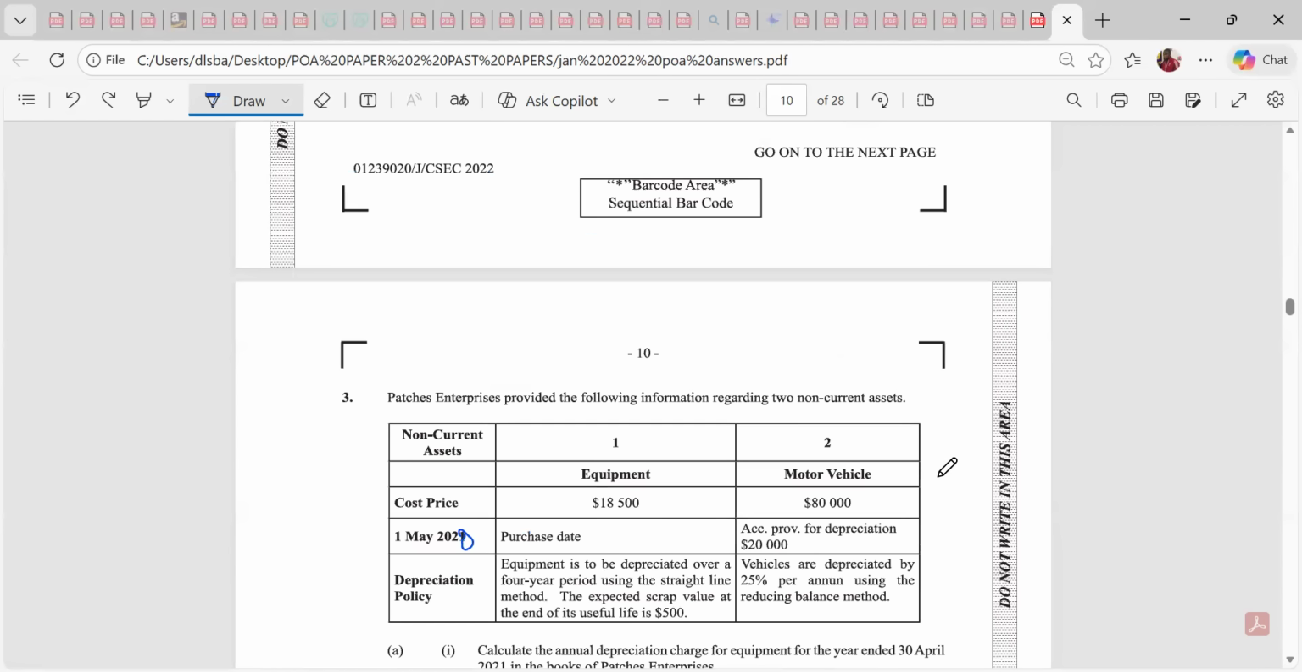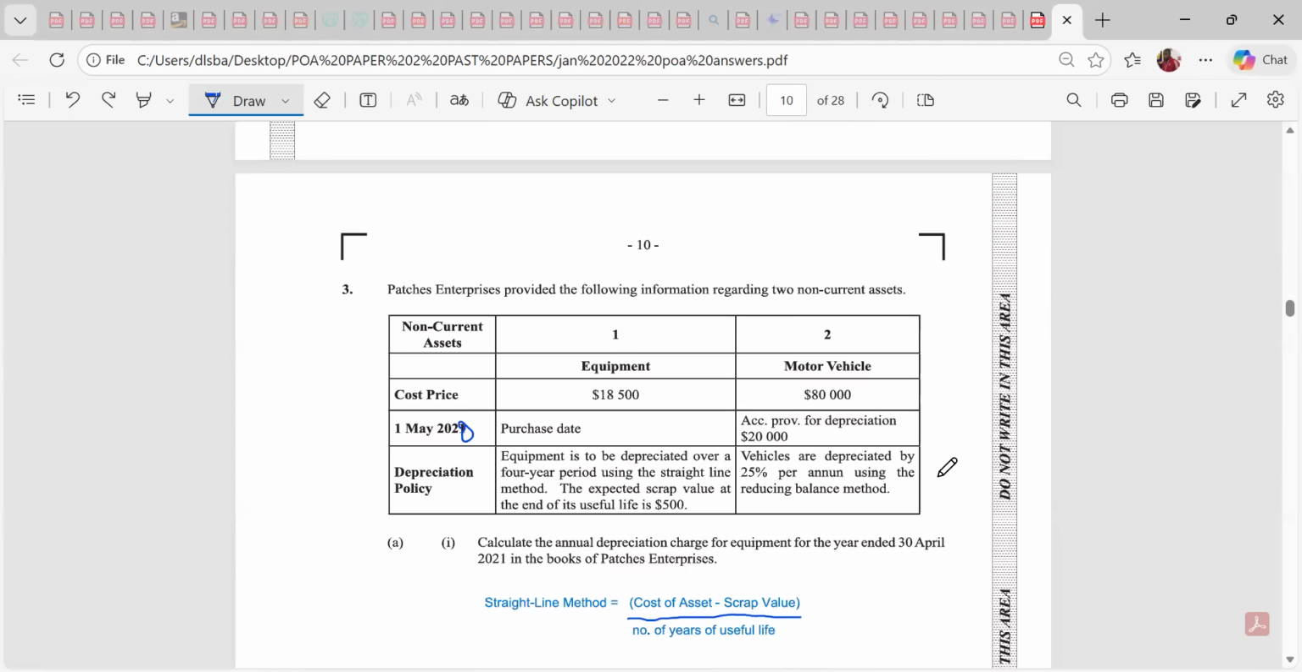Number 3. Patches Enterprises provides the following information regarding 2 non-current assets. First thing they want us to do, calculate the annual depreciation charge for equipment for the year ended 30th of April 2021. So you purchase it on the 1st of May 2020. So the end of 30th of April will be 1 year.